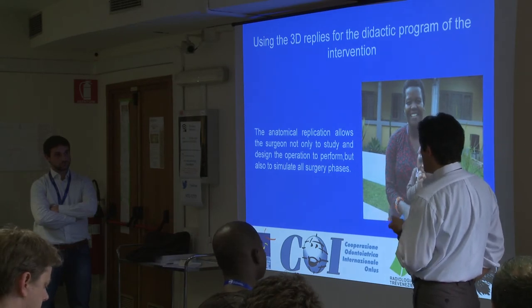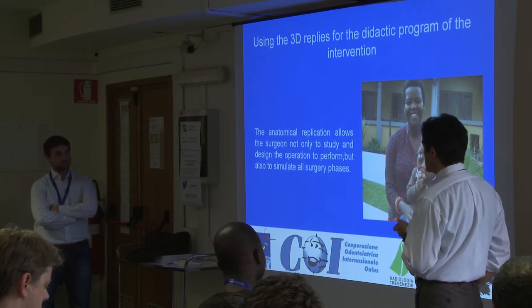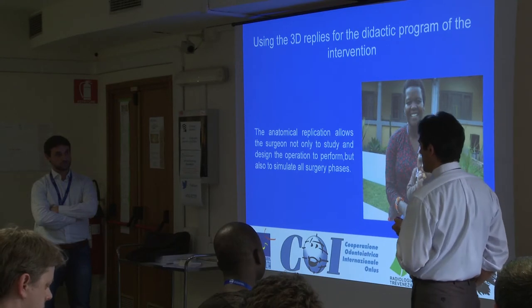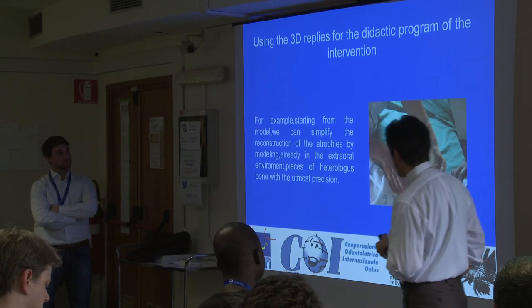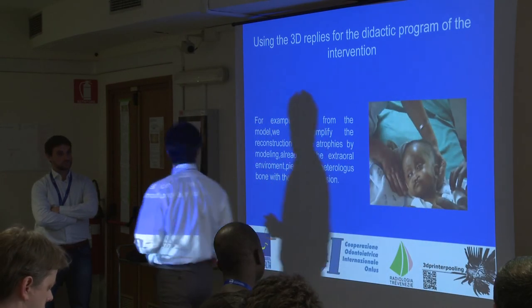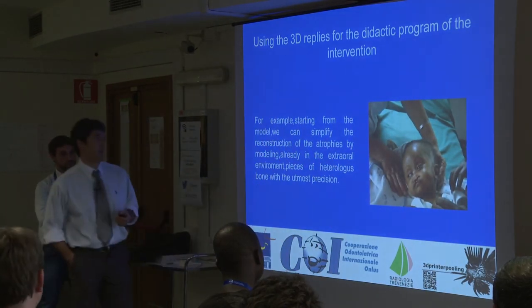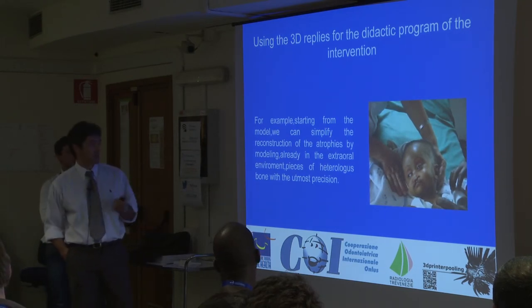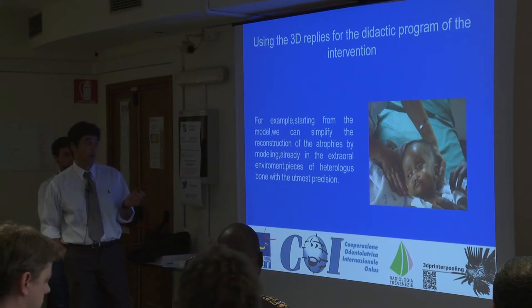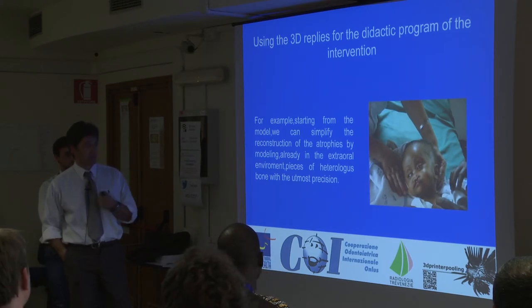The anatomical replication allows the surgeon not only to study and design the operation to perform, but also to simulate all surgery phases. For example, starting from the model, we can simplify the reconstruction of the atrophies by modeling already in the extraoral environment pieces of homologous or heterologous bone with the utmost precision.